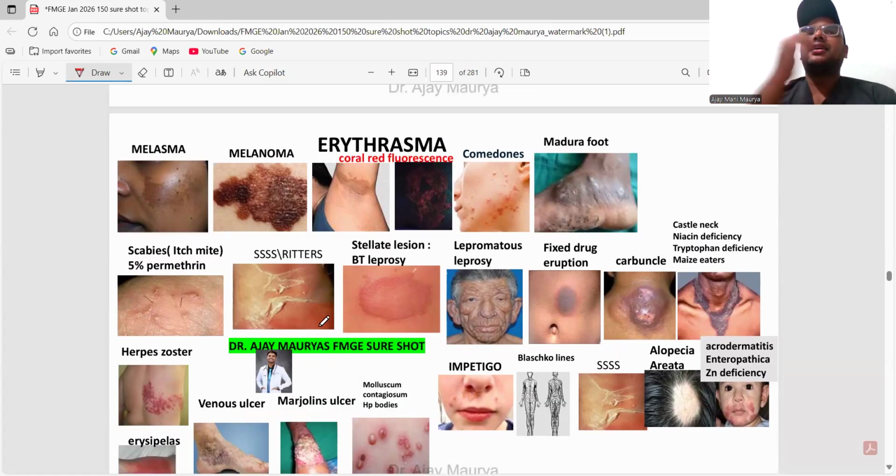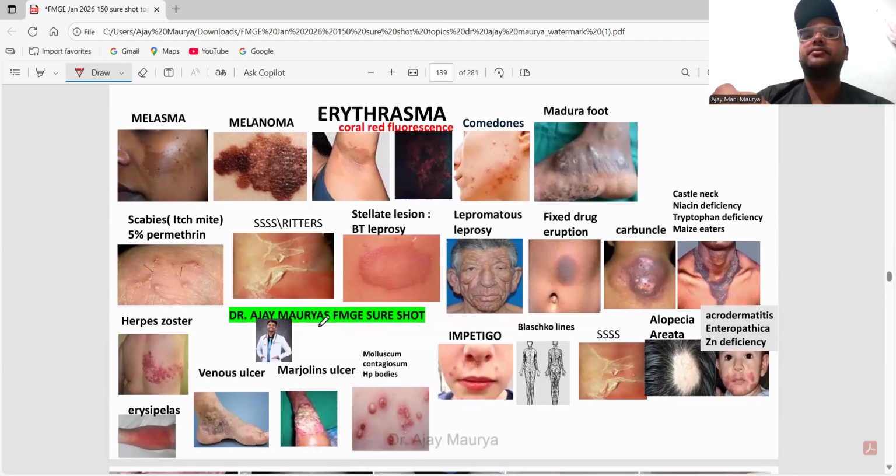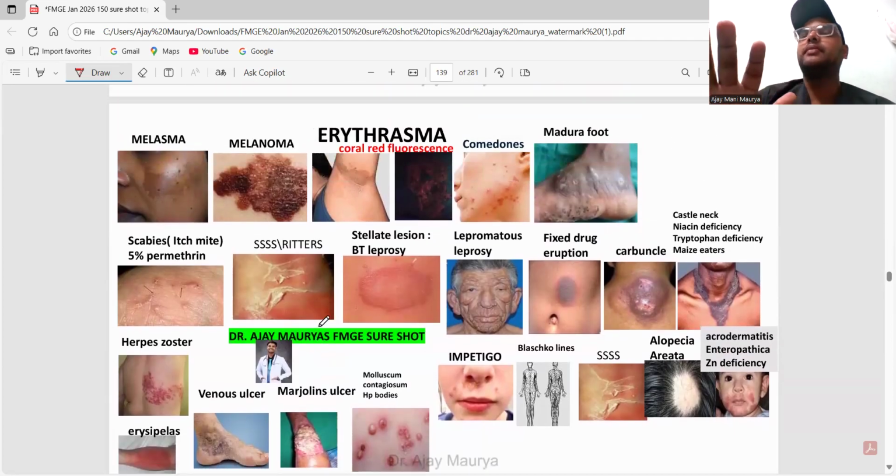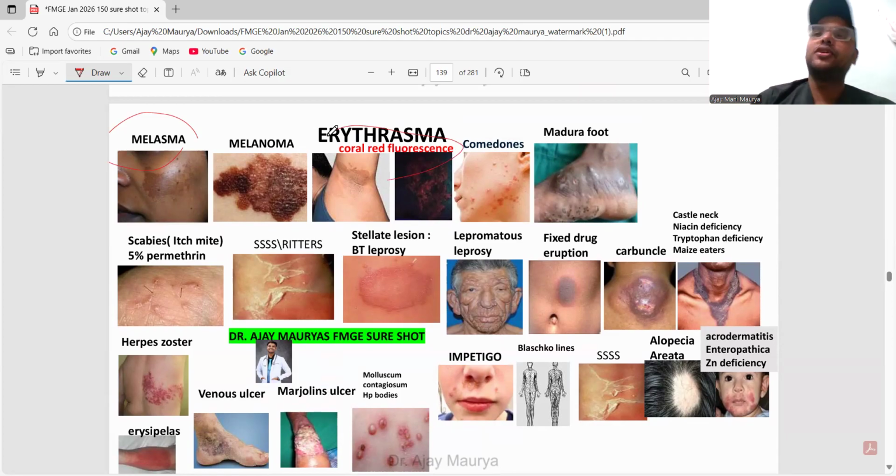Actually, for 2 years, there have been many questions in the exam from this PDF only. Last time they gave this one, melasma, the same question, and this red coral fluorescence, that's erythrasma. Madura foot is given, scabies is given, everything.